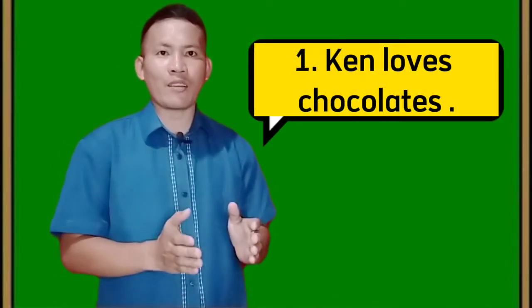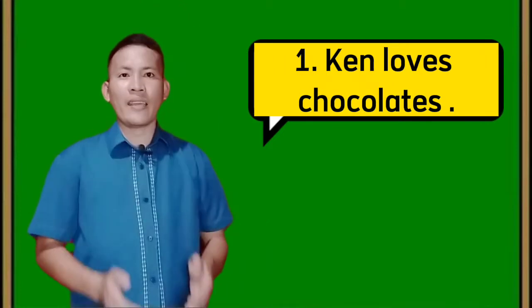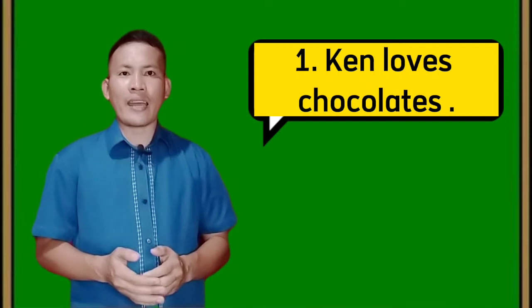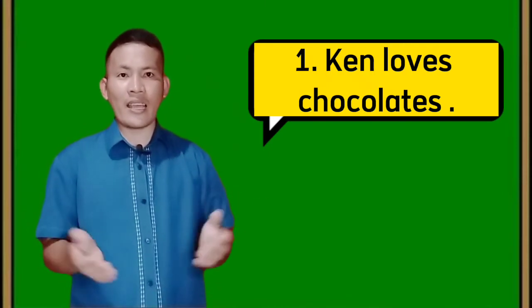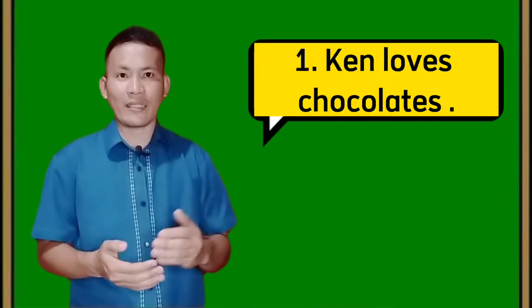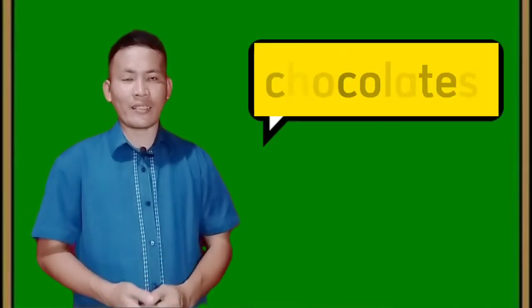Number 1, we have Ken loves chocolates. In this sentence, we can notice that this sentence is just telling something about the food that Ken loves to eat, and that is chocolate.